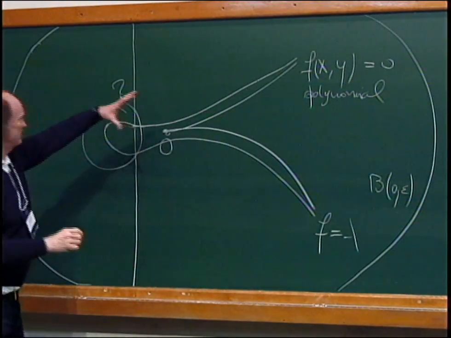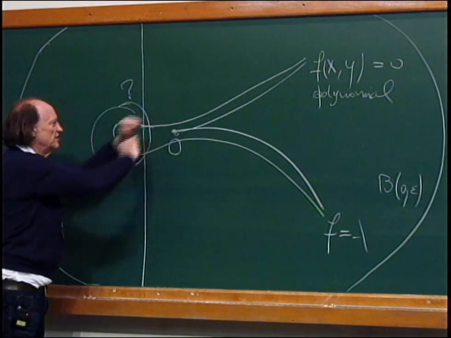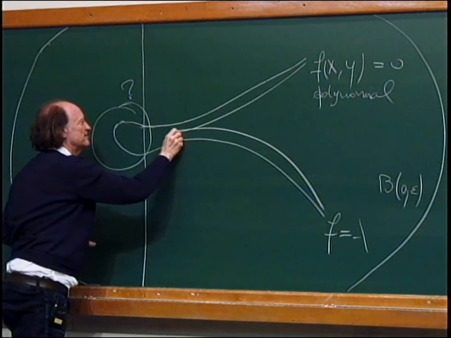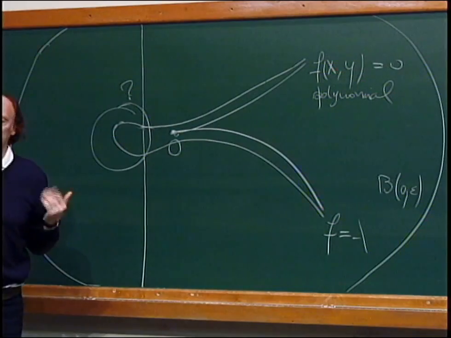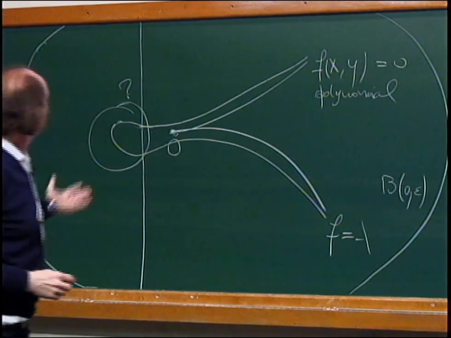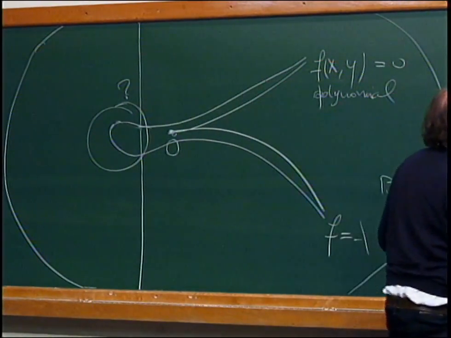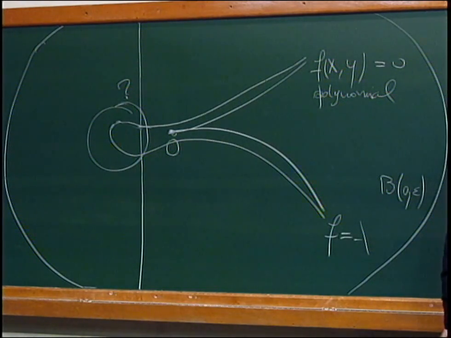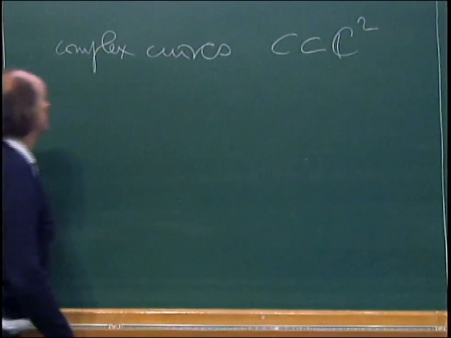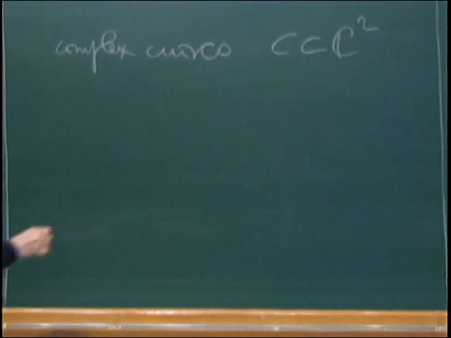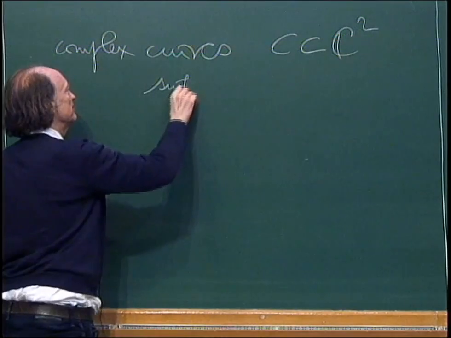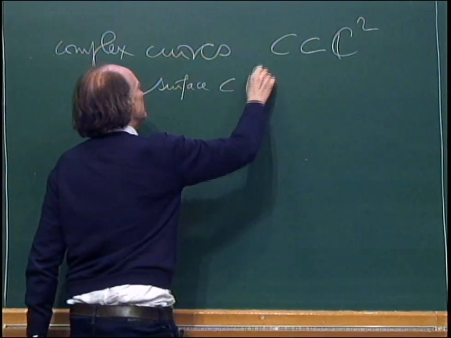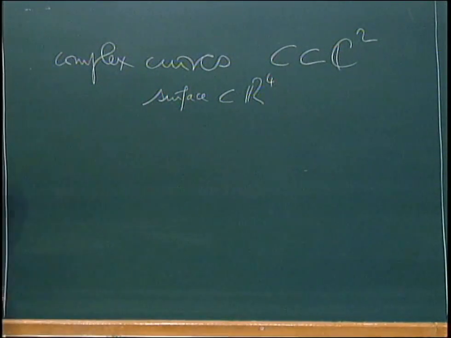And when you approach a singular level, what happens? And then first I should just say two words about complex curves. C contained in C square. What does that mean? So it's a complex curve. It means it's a surface contained in some special R4.